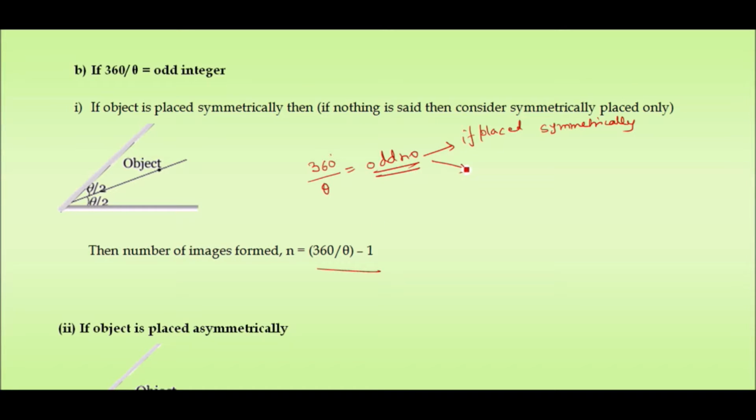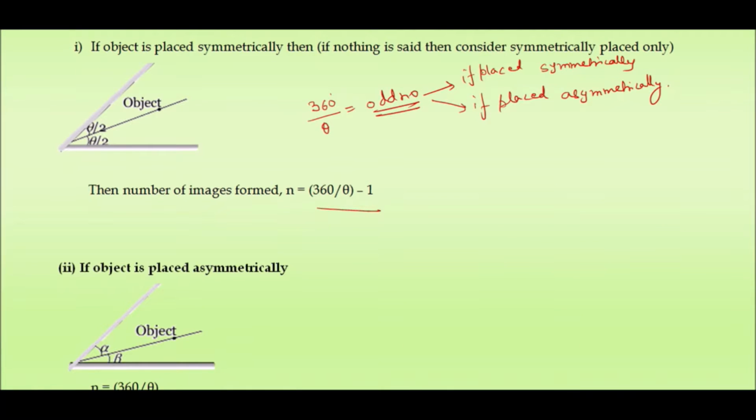Now if it is placed asymmetrically, that means the object is not placed on the angle bisector line, that is this line, but on a line which makes different angles alpha and beta with the two mirrors, then in this case the number of images formed is equal to 360 by theta.